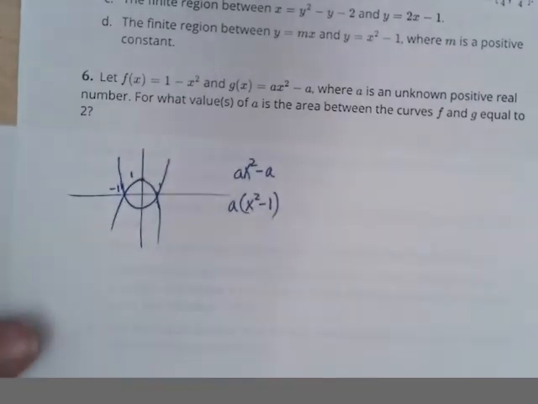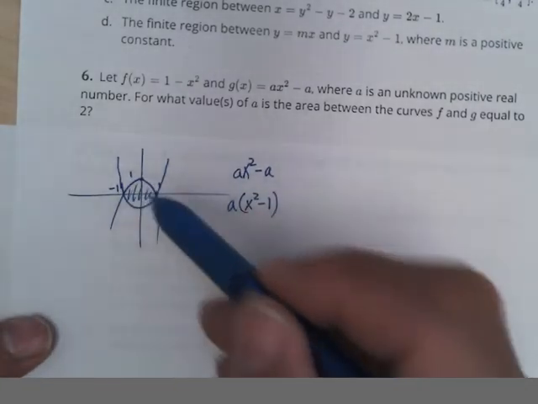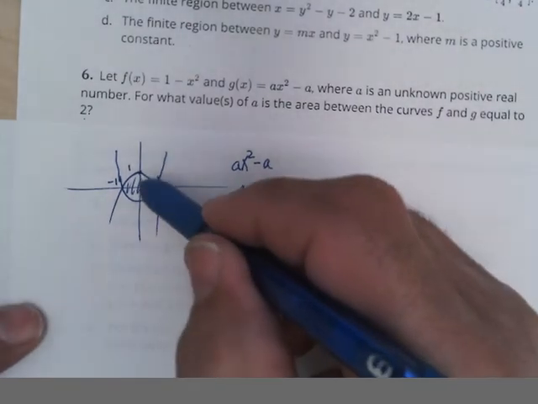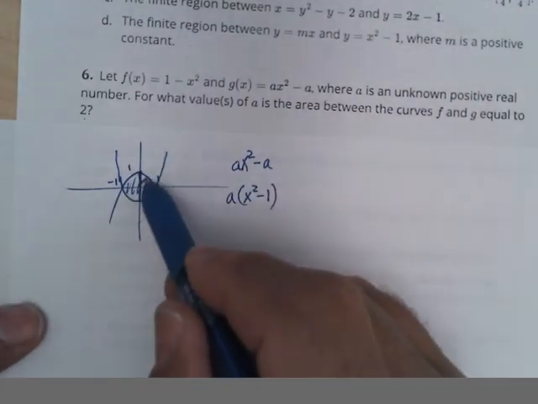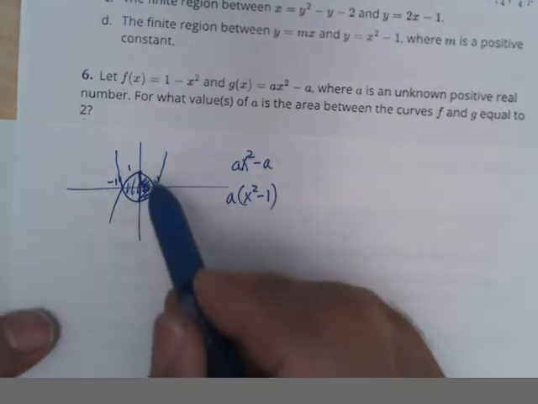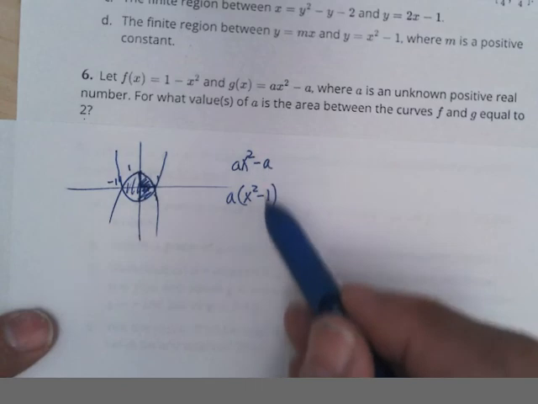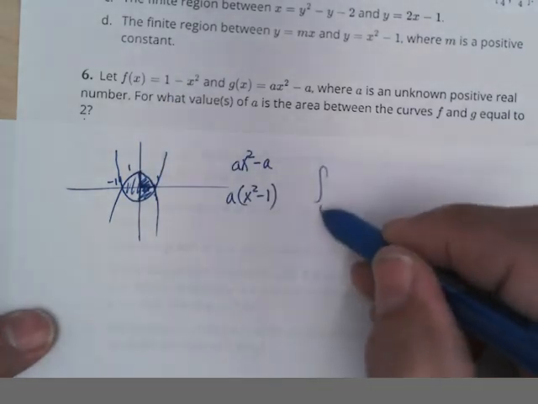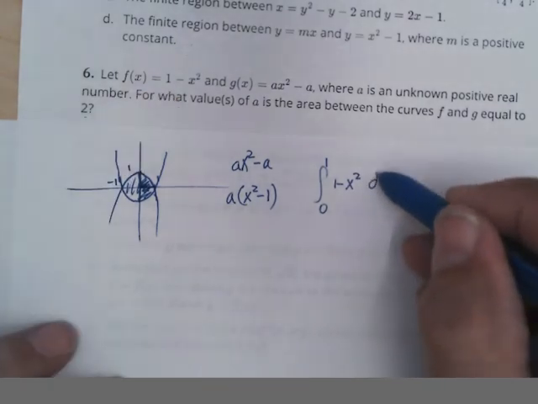And they ask you for what values of a will this area be 2? Or I could change that to, since this is very symmetric, when is this area 1? Well, let's take a look at the area under this curve, which we know. It's the integral from 0 to 1 of 1 minus x squared dx.